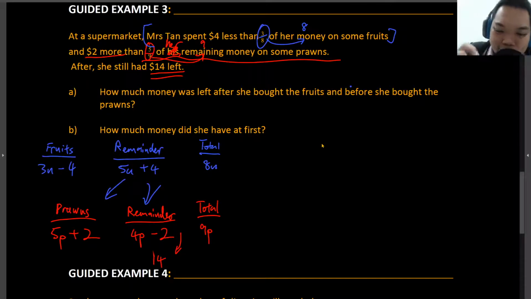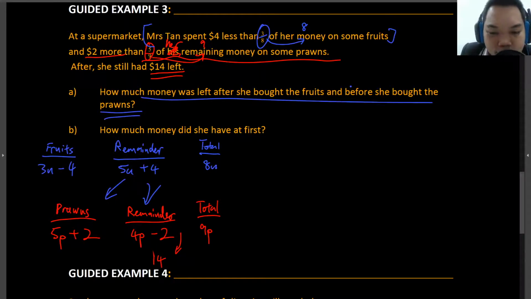So now to answer part A, where in this branch is the value that we want to find out? Where in this branch do you want to find out?